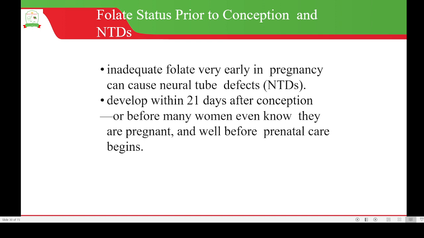Folate status prior to conception and neural tube defects. Inadequate folate very early in pregnancy can cause neural tube defects. This is due to the fact that the neural tube develops during the first 21 days after conception. And this happens usually before many women even know that they are pregnant, or before even prenatal care begins. So it's very important for a woman who is preparing to become pregnant to start taking folic acid supplements, or start consuming foods that are very rich in folate, such as brightly colored fruits and vegetables.